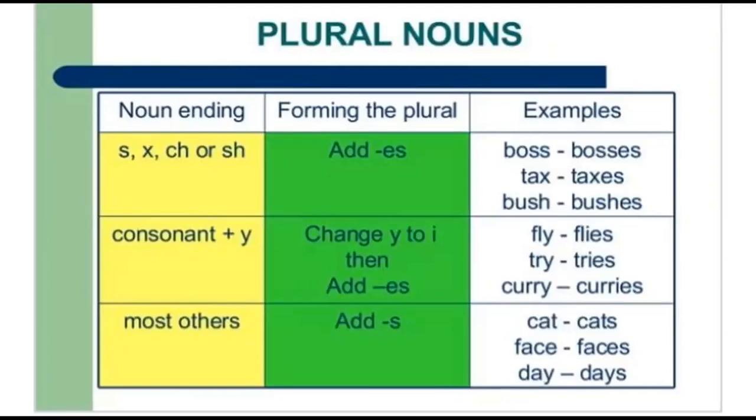Plural nouns: nouns ending in S, X, CH or SH. What form of plural will be used? How will the plural be formed? By adding ES. Many times we get confused about where to use S and where to use ES. So there is a hint: with S, X, CH or SH, the noun will add ES as plural. For example, the noun which I have also ends with ES when we make it plural.